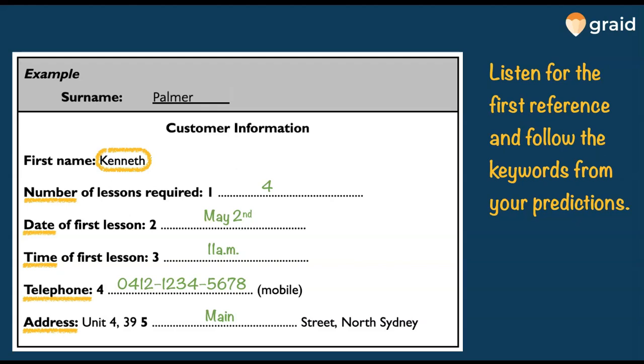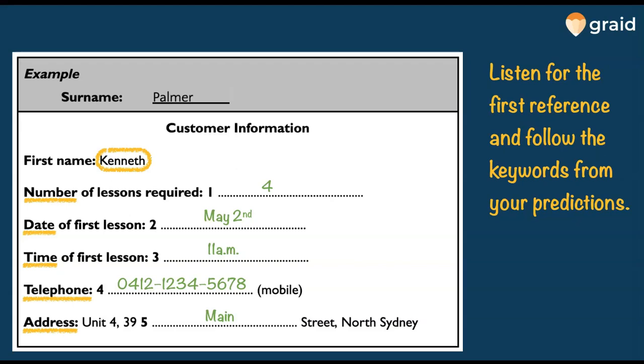Excellent. Now, I just need to get some details from you. Could you please tell me your whole name? Sure. It's Kenneth Palmer, but I go by Ken. Thank you. And what is your phone number, Ken? It's 02 9876 5662. Do you have a work phone number? No, I just use my mobile number.